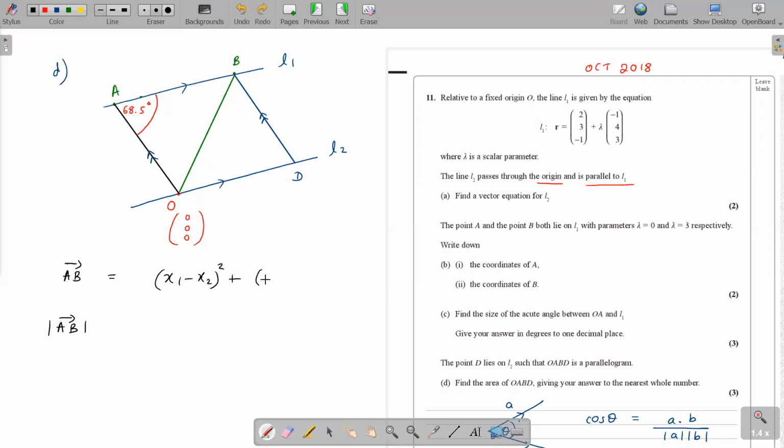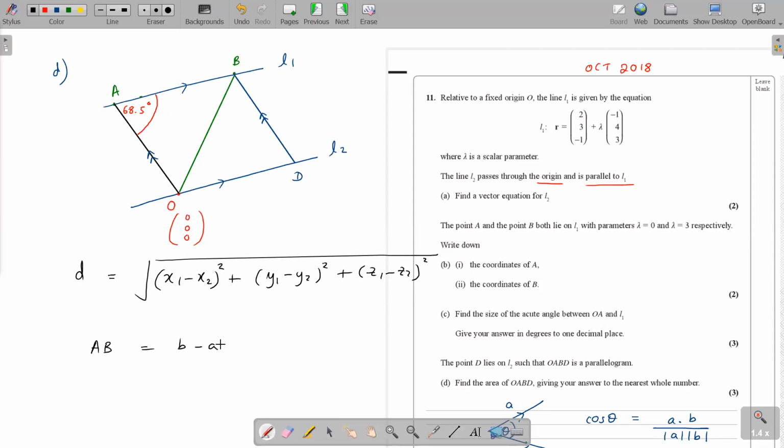Either you could use the distance equation, the square root of x1 minus x2 squared plus y1 minus y2 squared plus z1 minus z2 squared, or the other method is where you get the vector AB. AB is B minus A, isn't it? AB vector is B minus A. And then after that, you get the modulus of the AB vector. Any one of these methods is okay. So I will go with the vector method. Is that okay? B minus A.